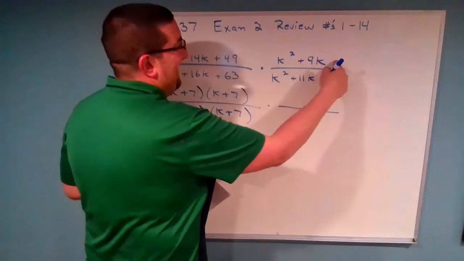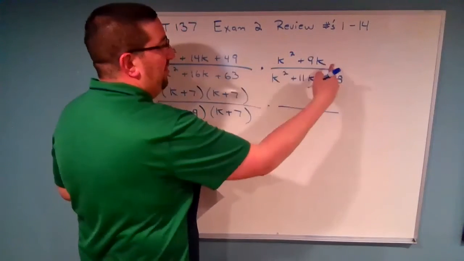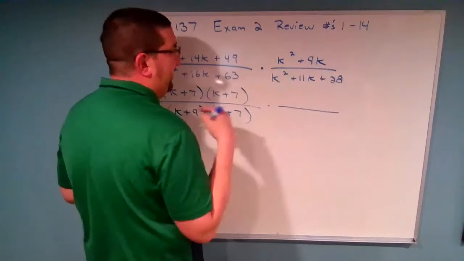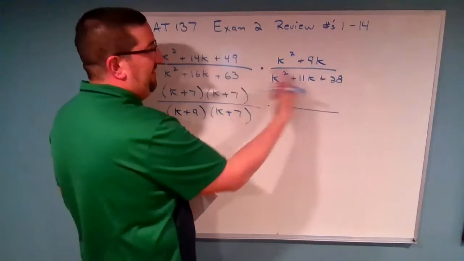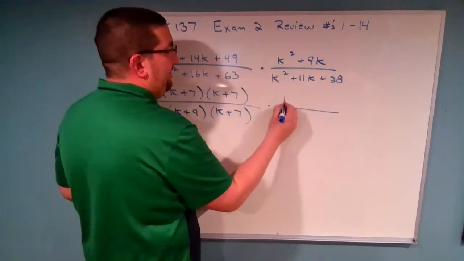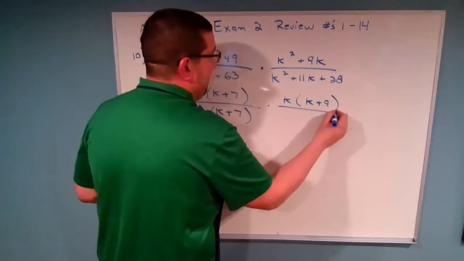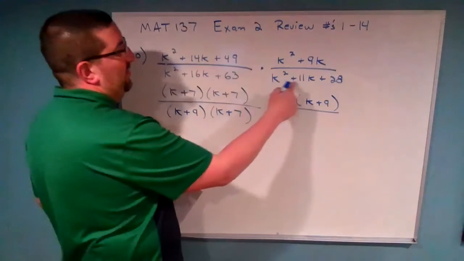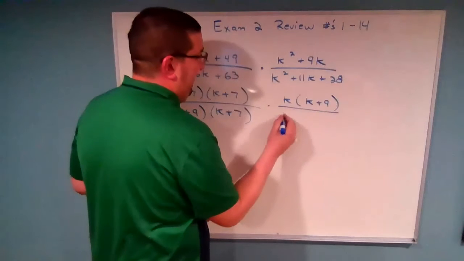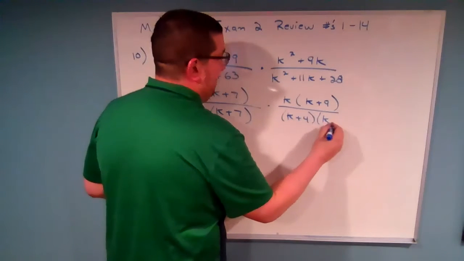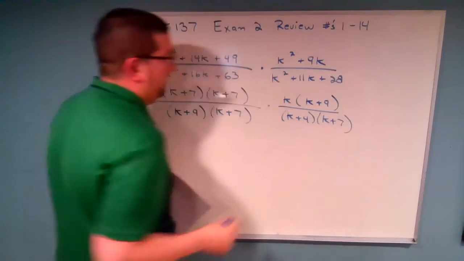K squared plus 9k is just a binomial, not a difference of perfect squares because I don't have a subtraction and I have that other k there. All right, so I have to factor out that GCF. So that's going to be k times k plus 9. And then k squared plus 11k plus 28 would be k plus 4 times k plus 7.